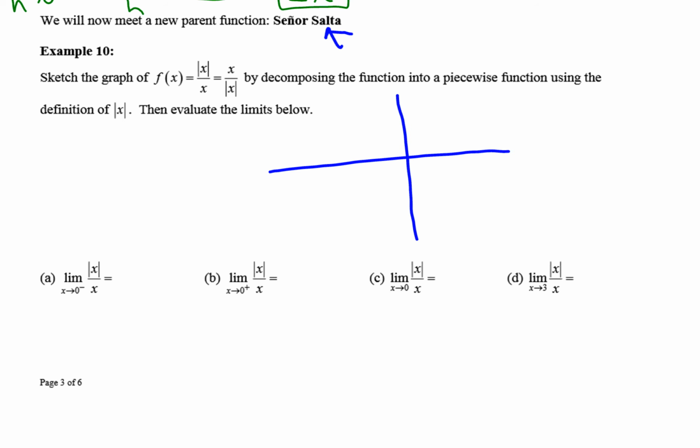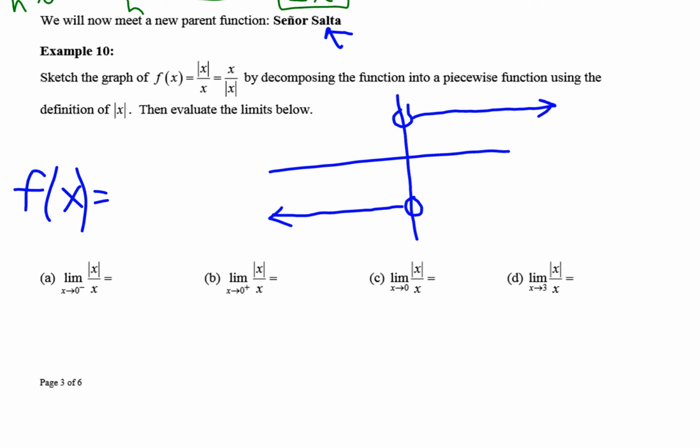Okay, the graph is just like this, except for 0, pretty exciting graph, right? So you're running along at -1, you jump up to 1. So you want to break it down into a piecewise function. It will be +1 when x is greater than 0, or -1 when x is less than 0. Okay, at x equals 0, it can't be defined because we have 0 over 0, we know that's a problem.